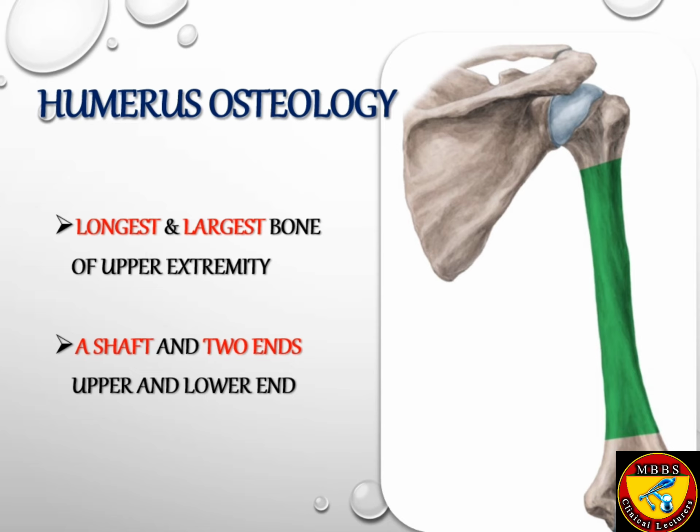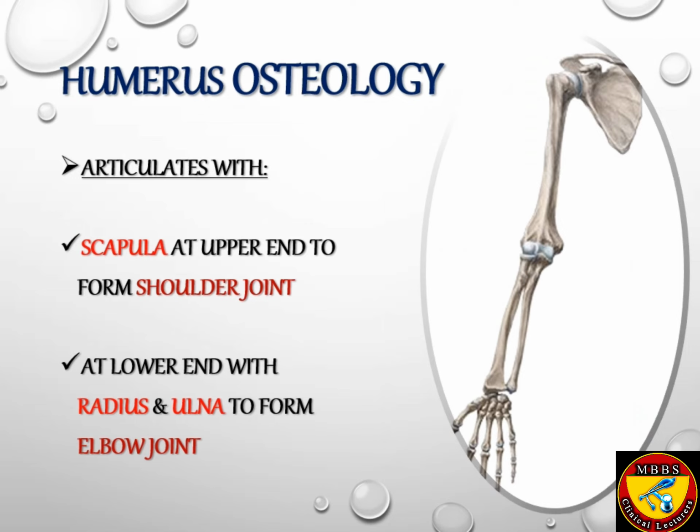Humerus osteology. The humerus is the longest and largest bone of the upper extremity. As a normal typical bone, it has a shaft and two ends, upper end and lower end. The humerus articulates with the scapula at its upper end to form the shoulder joint, and at the lower end it articulates with the radius, laterally, and the ulna, medially, to form the elbow joint.